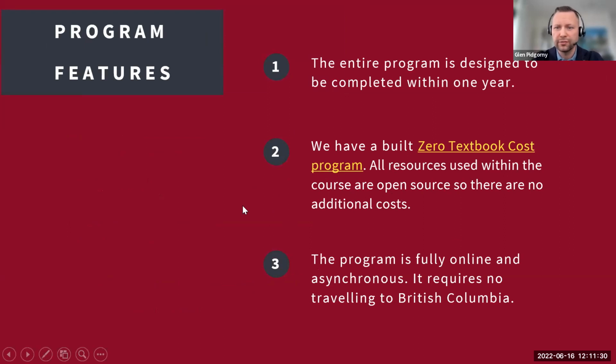Rajiv actually covered a lot of things. I will just summarize briefly. So again, the good news is the program is fully online and asynchronous, so there is no need to be physically present in BC or Canada. Courses should be completed in sequence, and the program is designed to be completed within 1 year. Rajiv has already covered the zero textbook cost aspect. So the only thing you should know is there are no additional fees other than tuition fees.